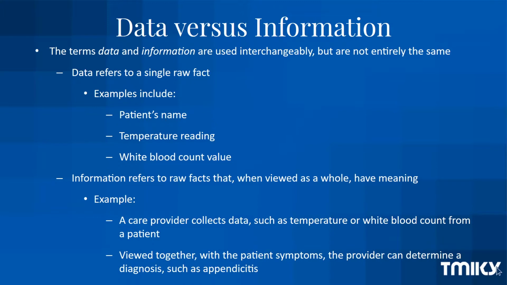Now, the terms data and information are used interchangeably, but it is also important to know that they are not the same. Data refers to a single fact, like a patient's name, temperature reading, or white blood count value, while information refers to raw facts that, when viewed as a whole, have meaning. For example, a care provider collects data such as temperature or white blood count from a patient. When viewed together with the patient's symptoms, the provider can determine a diagnosis, such as appendicitis.